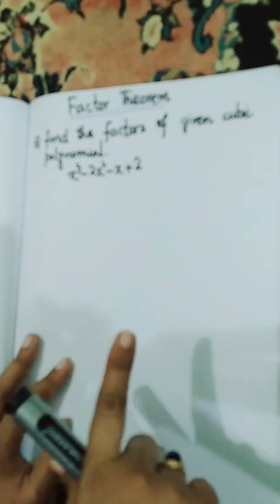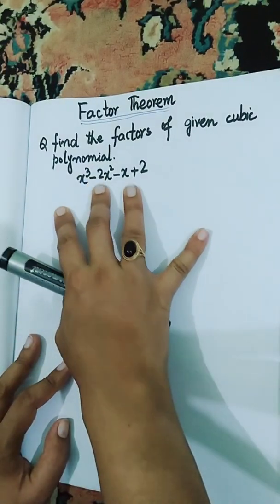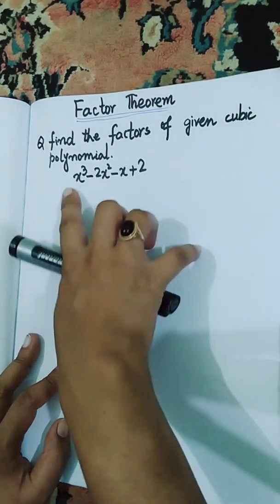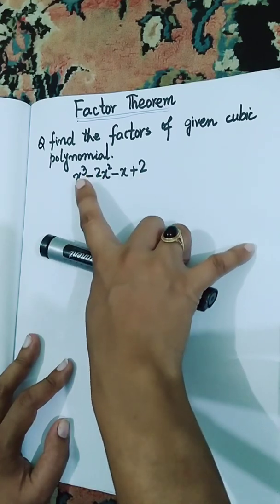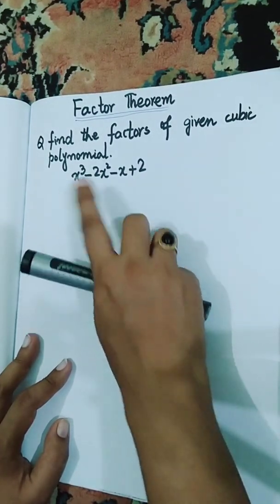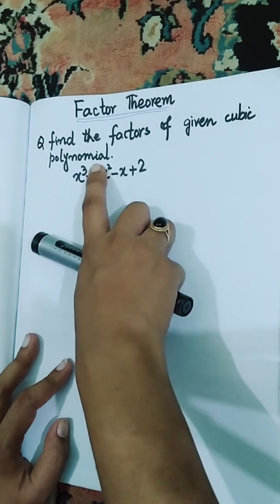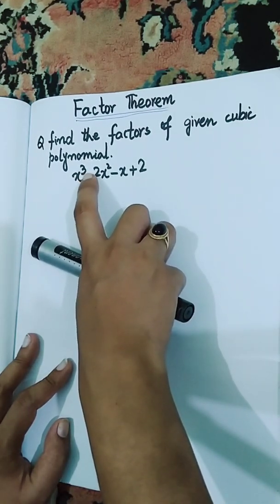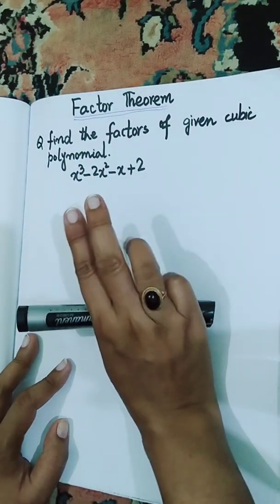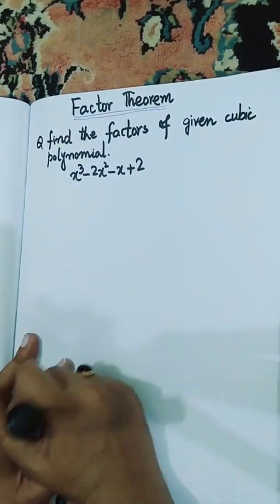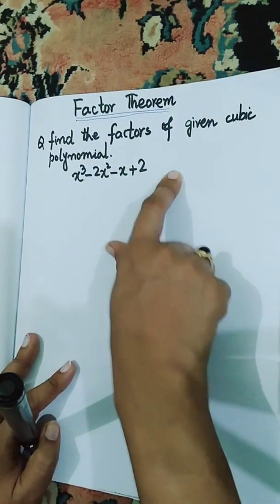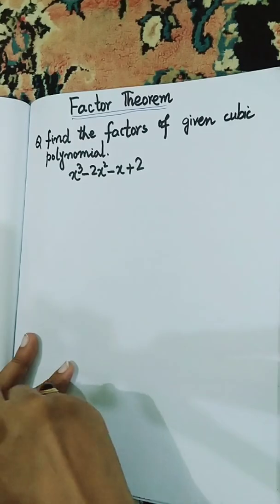One more key point you need to keep in mind: if we have a cubic polynomial, it means that we must have 3 factors of the given expression. The number of factors will be 3 because the highest degree of the variable is 3. So how can we find the factors of a given expression by using the factor theorem? Let's see.